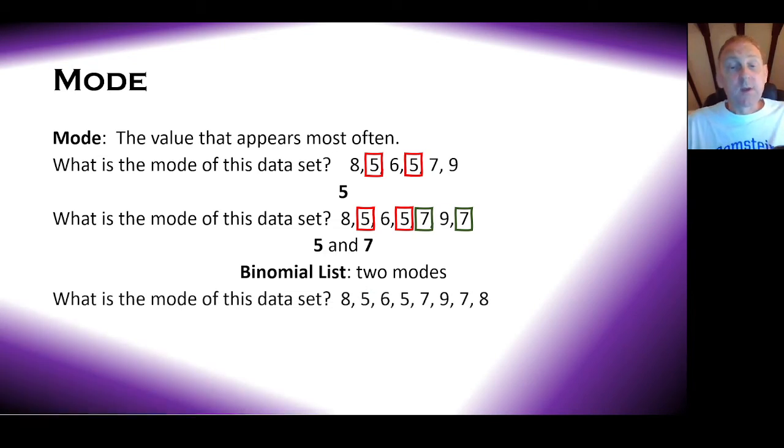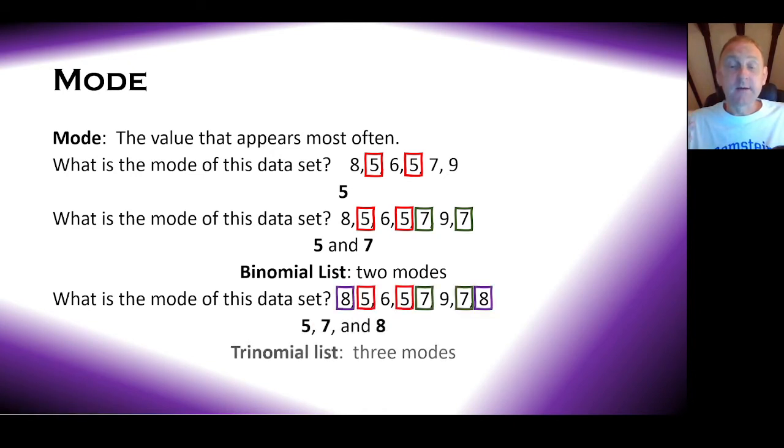How about this one here? What is the mode of this data set? Again, we've got the 8, 5, 6, 5, so we got our 2 5s, 7, 9, 7, we got our 2 7s, but now we've got another 8 here, so we've got 2 8s. So we have 3 of them that appear equal amounts. We have 2 8s, 2 5s, and 2 7s. So we have 3 modes in this one, and this would be called a trinomial list. So things that you see commonly, or the common values, those are modes.